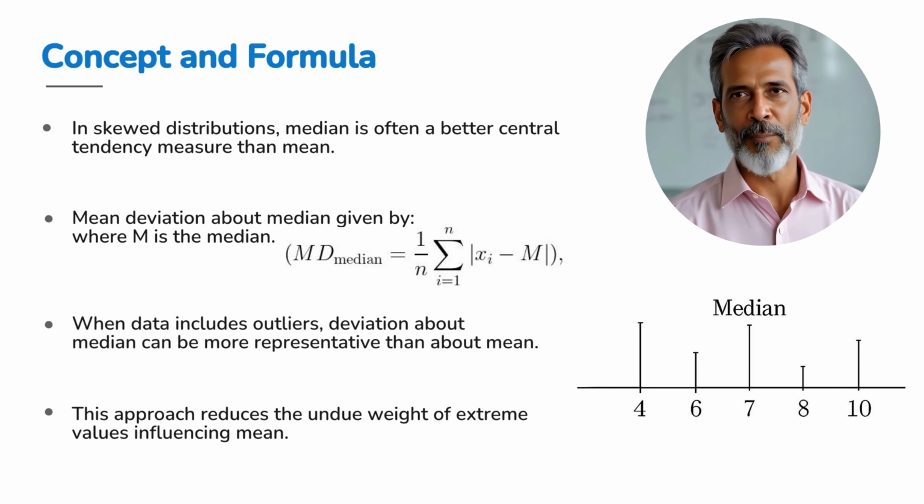Taking deviations from the median rather than the mean reduces the influence of outliers. The extreme values don't pull the center as much. Picture a number line with data points arranged in order, highlighting the median in the middle. Then, vertical lines from each data point down to the median represent their absolute deviations. This visual helps understand how spread is calculated about median. So, when your data has outliers, say, one unusually high test score, the mean deviation about median better reflects the true variability in your dataset.